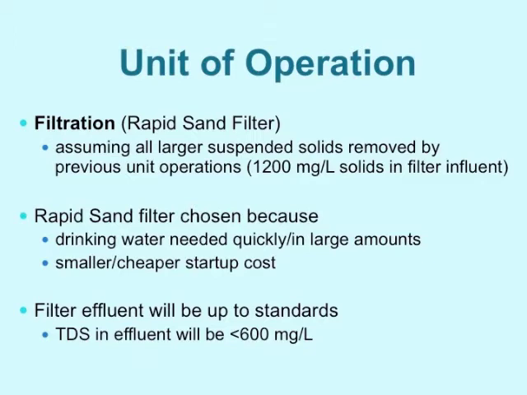The filter we chose to model is a rapid monomedia sand filter. This is the best way to get the most water treated, the quickest and cheapest way. It also takes up less space than a slow sand filter, and space is an issue in Japan. The filter effluent will be up to standards, which is less than 600 milligrams per liter.